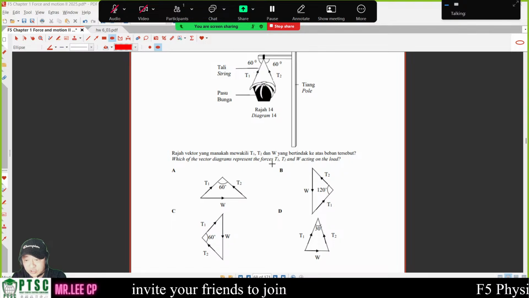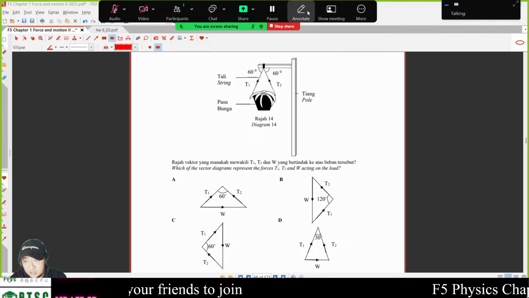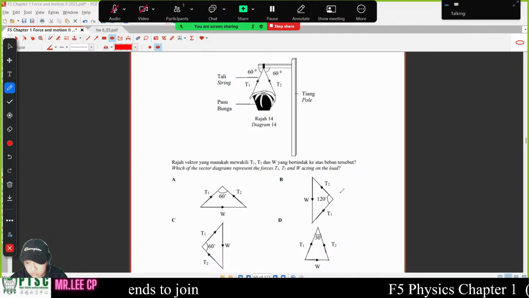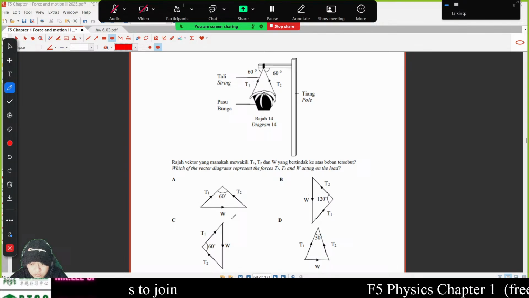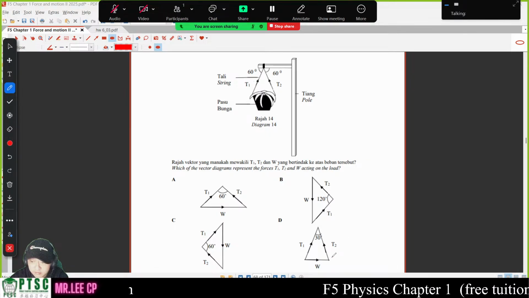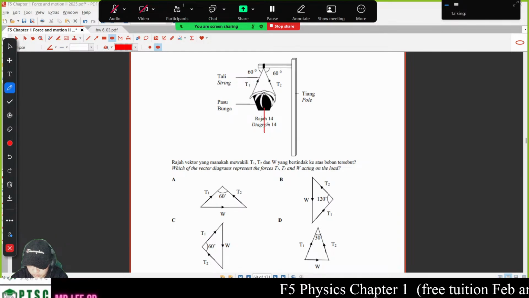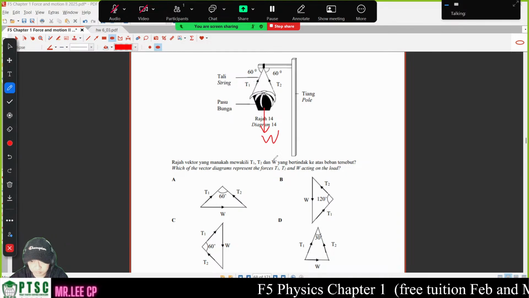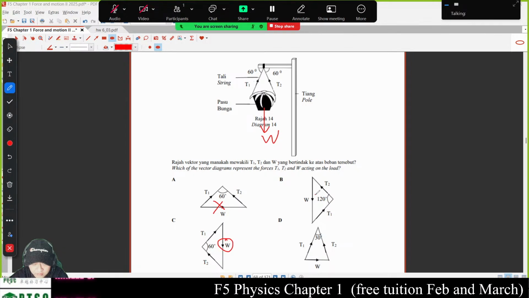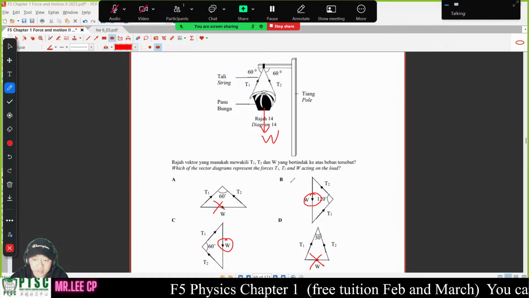Which of the vector diagrams represents T1, T2, and W? Look at T1. T1 is going to the right. T2 left. All correct. W is going down. So this one no. This one yeah, correct. This one no. So we left B and C.